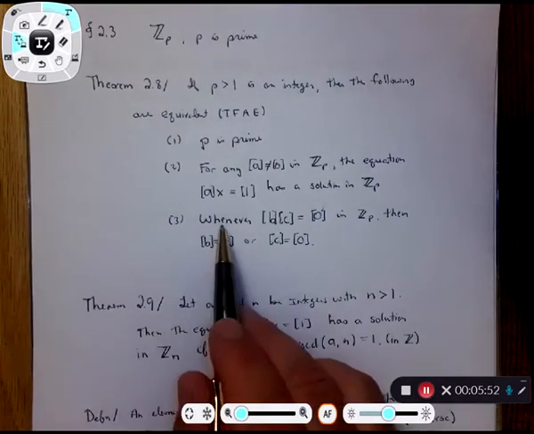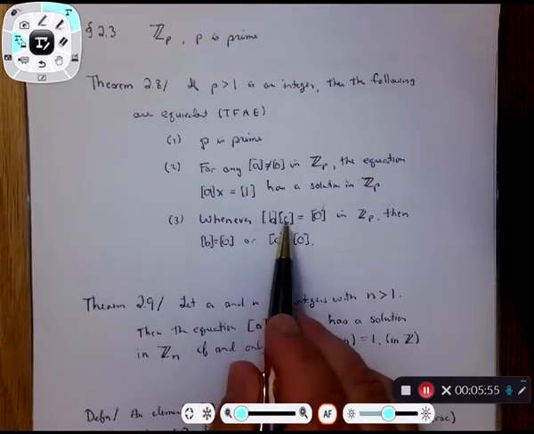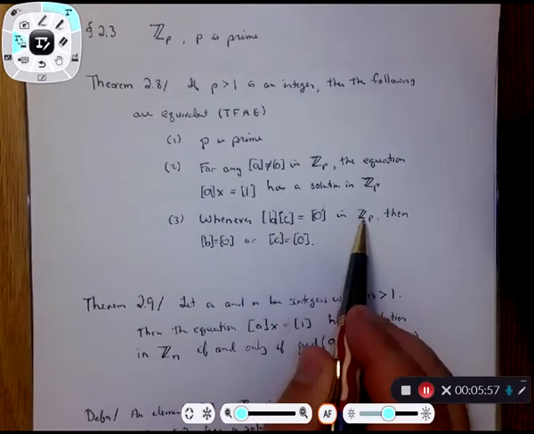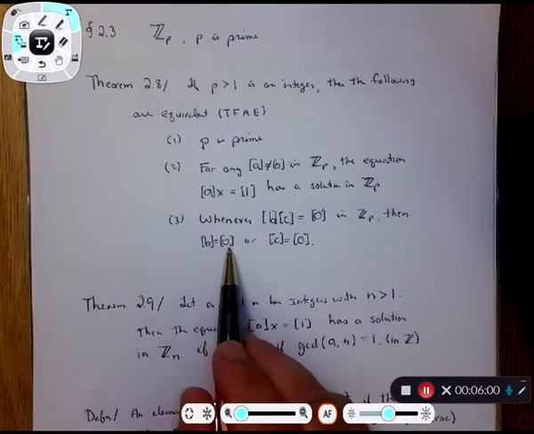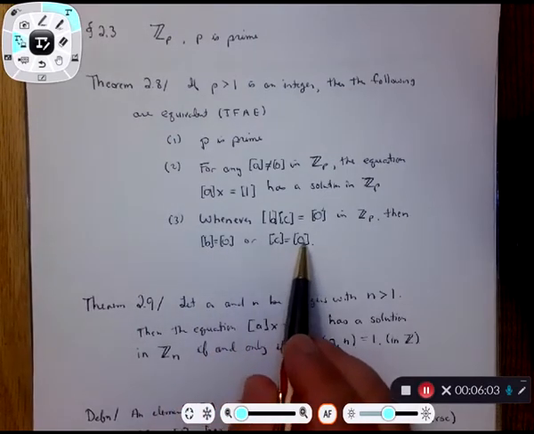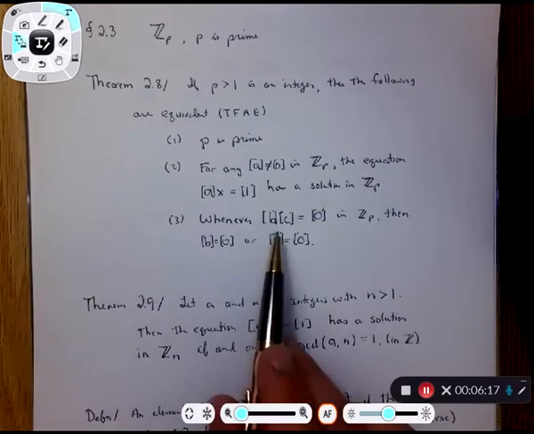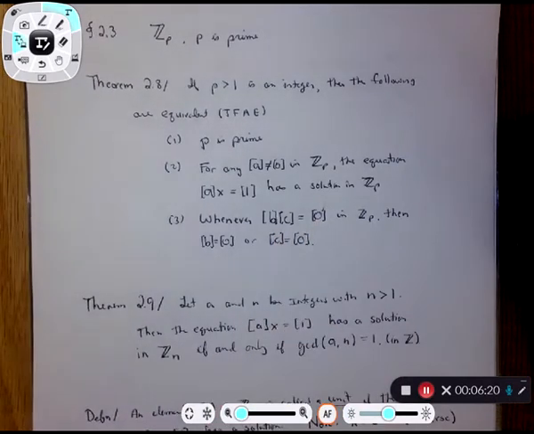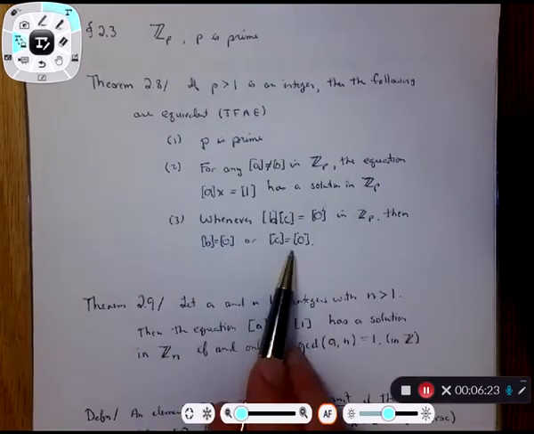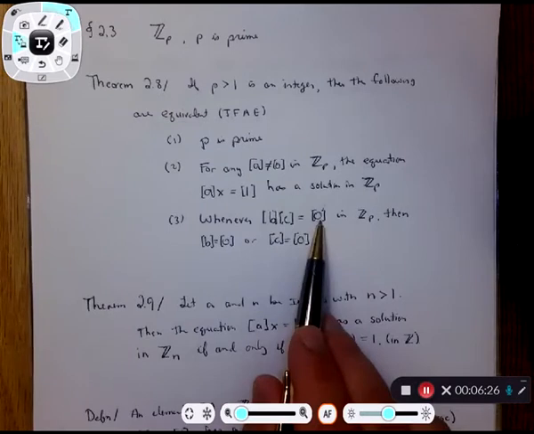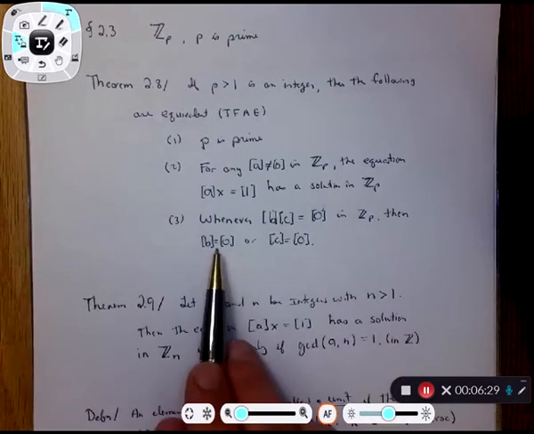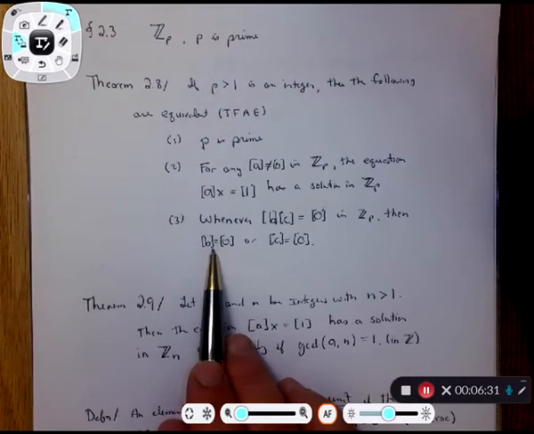And part 3 says this: whenever you have B times C is equal to 0 in ZP, then either B is equal to the 0 equivalence class or C is equal to the 0 equivalence class. Now, traditionally, in Z mod N, that won't work. For example, in Z mod 6, equivalence class 2 times equivalence class 3 is equal to equivalence class 0. Two non-zero elements multiplied together give you 0. But when you have Z mod P, that won't happen. If you got the product of two guys equal to 0, when you're modding out by a prime, that will imply that either the first term was 0 or the second term is 0.